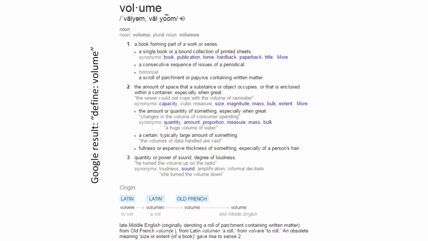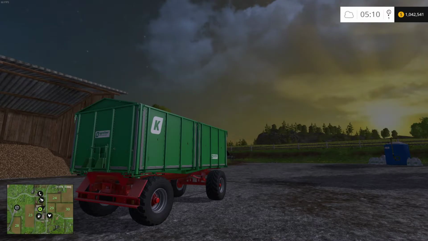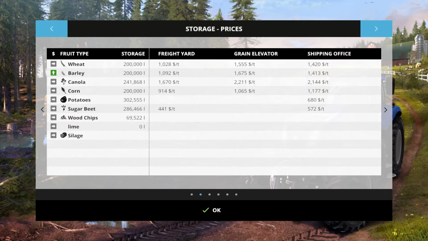What we need to understand here is the unit of measure called volume, which is the amount of space that a substance or object occupies, or that is enclosed within a container, especially when great. As we see here: capacity, volume, bulk. Okay, so here in the game, where do we see volume or capacity? In tippers. Oh, what's this on the left here? Those are not pipes, that is L: 200,000 liters, 69,000 liters.